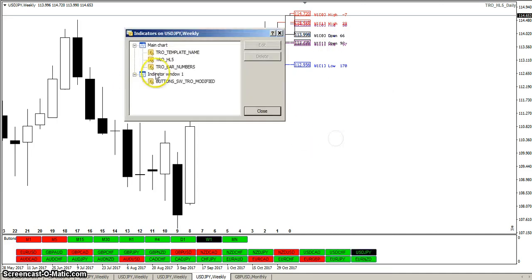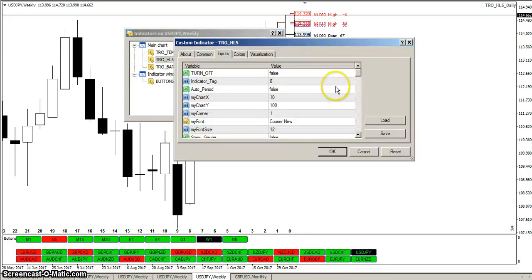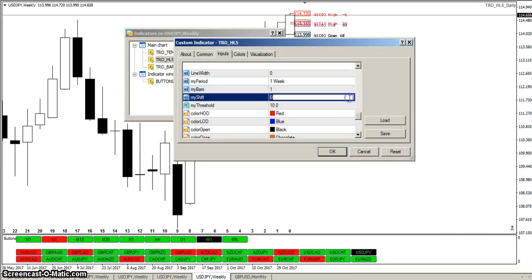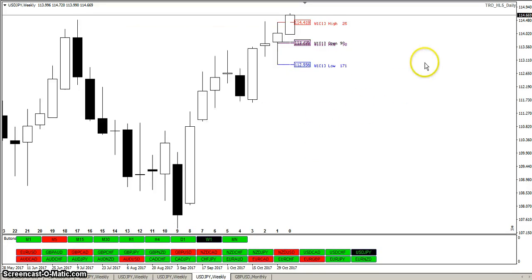But what we could do is just use one bar and shift it. Just use the previous week. And once again, you can see here it broke out of the upper wick zone, and so far it's continuing.